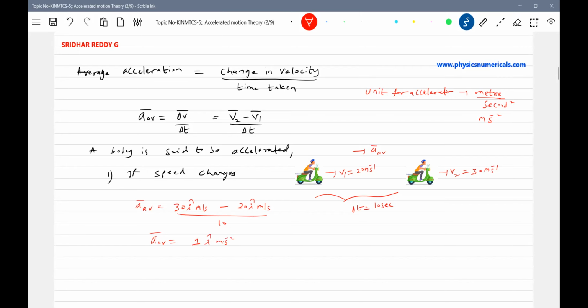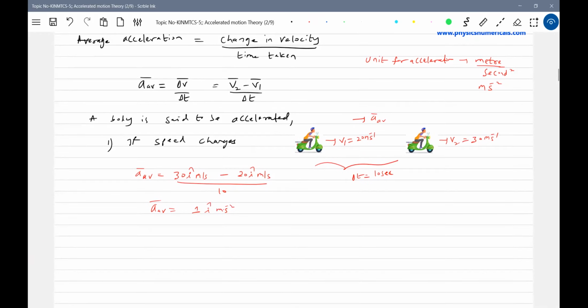The direction of average acceleration will be in the direction of increasing speed. Why? According to the definition, V2 is greater than V1. So therefore, average acceleration will be in this direction. If the speed of a body increases, the acceleration is directed in the direction of increasing speed. That's why the acceleration is said to be directed towards the right. Got it now? That's the first thing. Later on I'll come in detail.